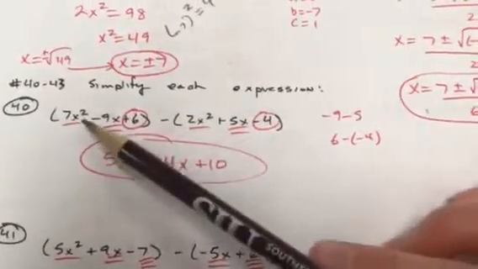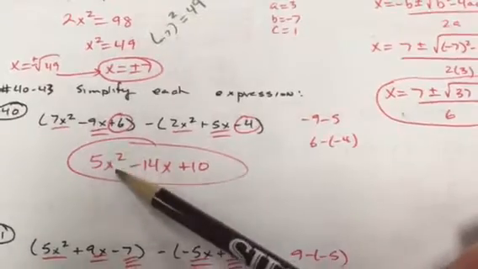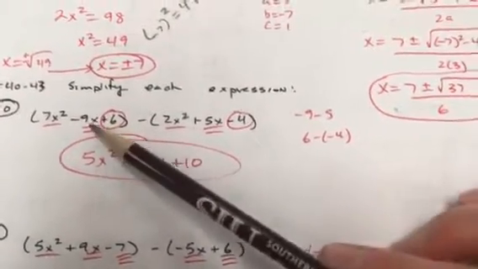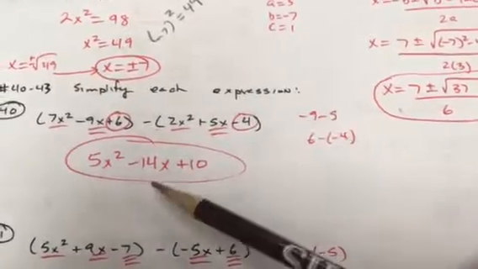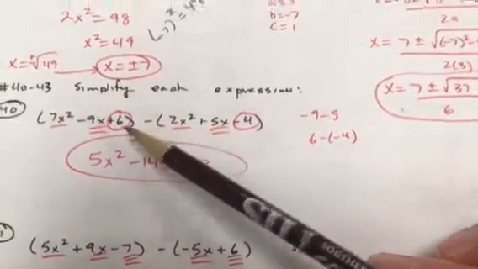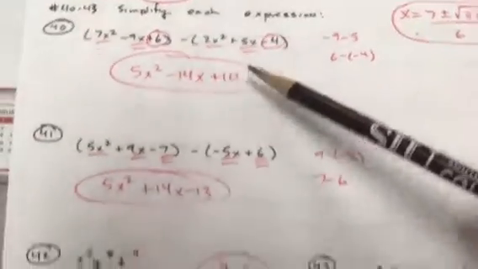Simplify the expression. You're just doing 7x squared minus 2x squared. Don't multiply. Just combine like terms. 5x squared. Then you have a negative 9 minus 5. Negative 9 minus 5 over here is a minus 14x. Then you have 6 minus a negative 4. 6 minus a negative 4 is a positive 10.